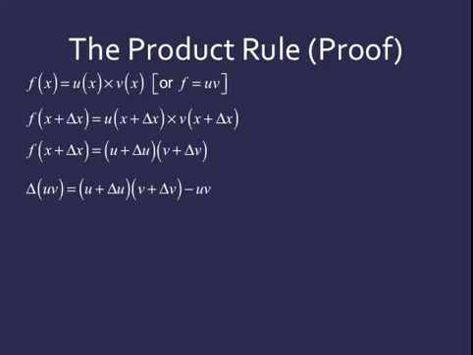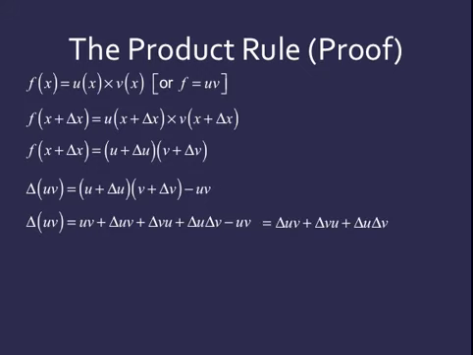Expanding the brackets, we end up with delta uv is equal to uv plus delta u v plus delta v u plus delta u times delta v minus uv. Now this simplifies to become delta u v plus delta v u plus delta u delta v.